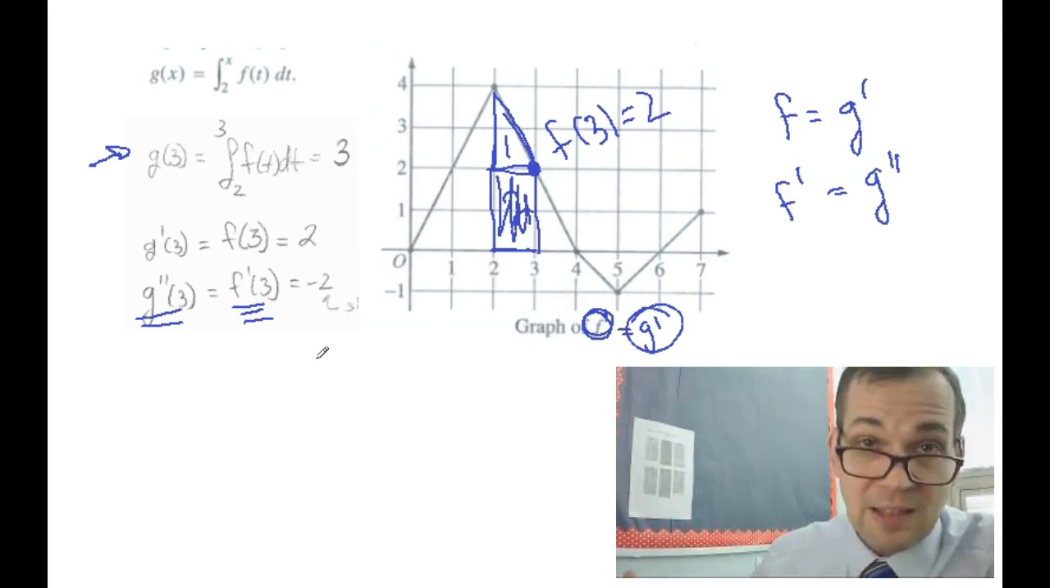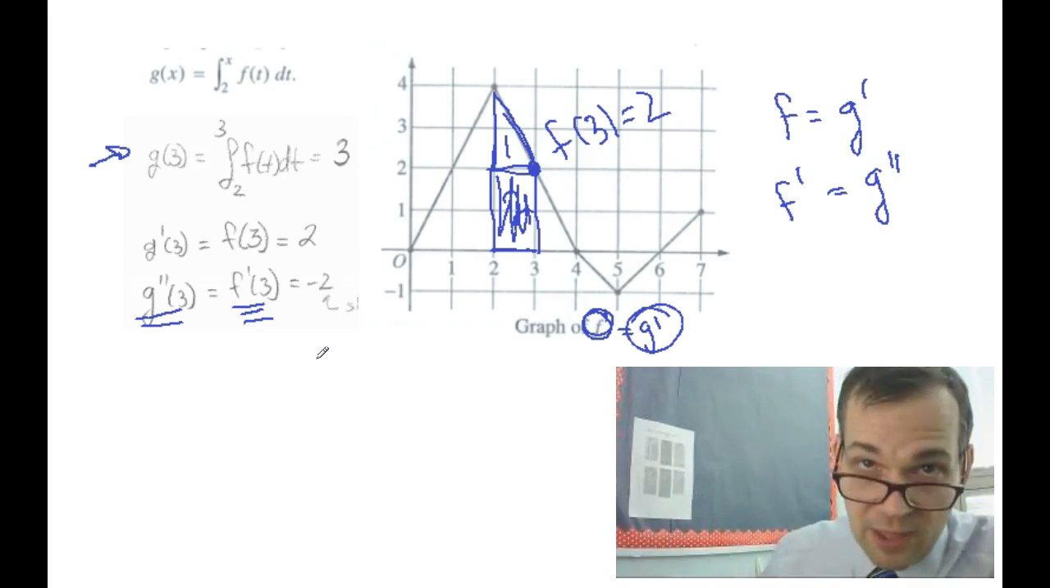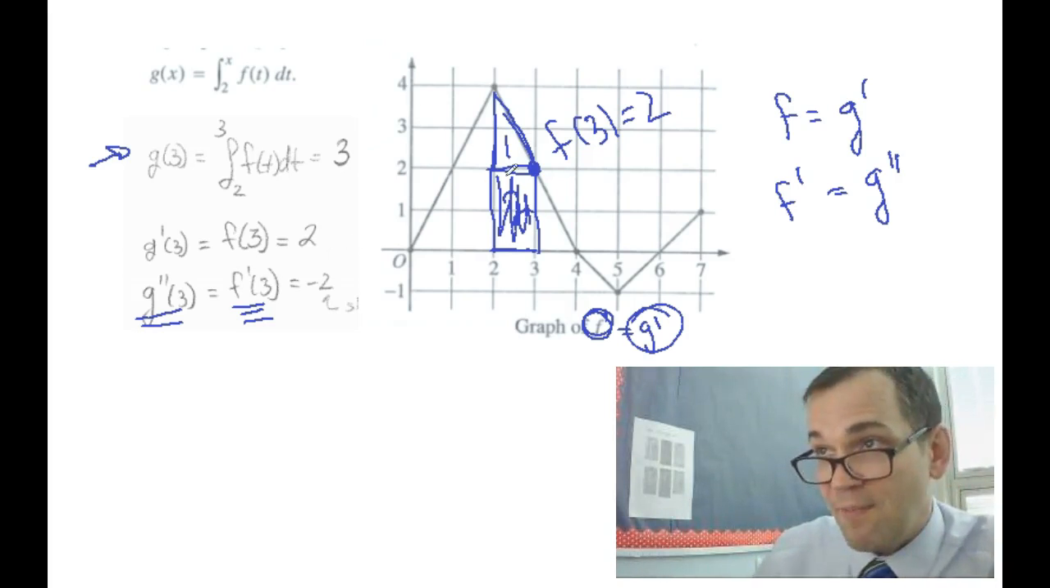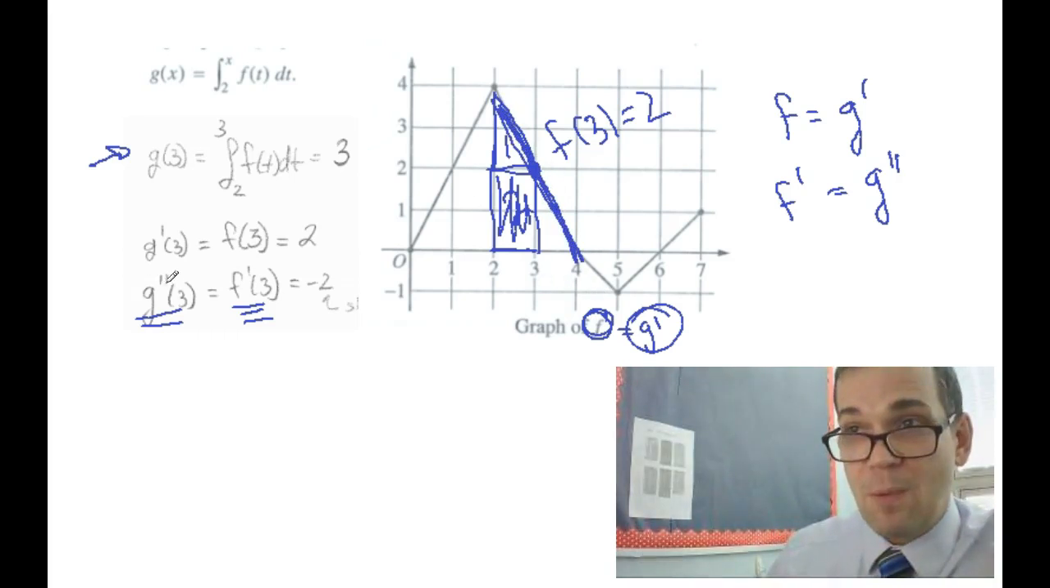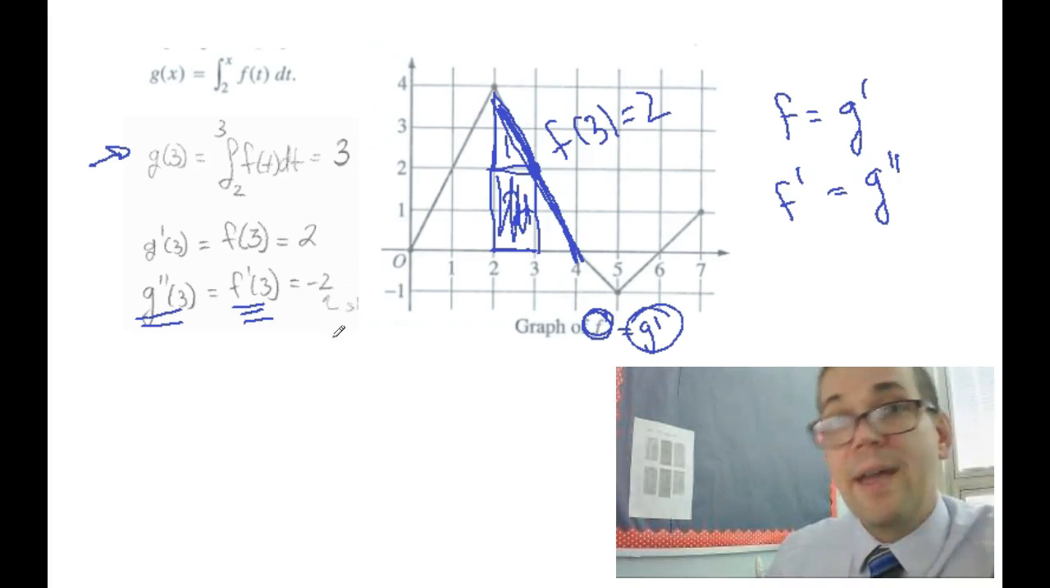If I think back to first semester, the derivative is the slope. So I really want to find that slope at 3, and they told me these were straight line segments. So to find f prime of 3, I'm going to just investigate the slope of the straight line segment, which I can see is -2, which is how I get an answer: g double prime of 3 equals -2.